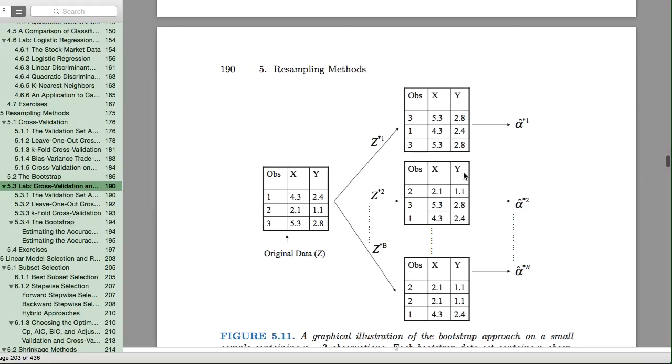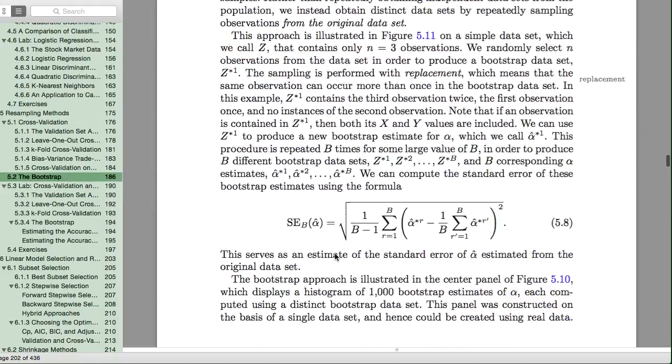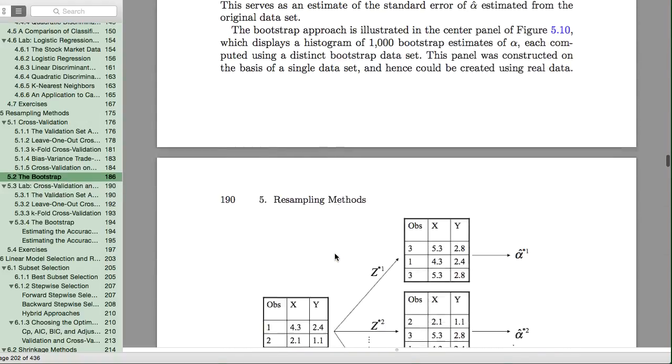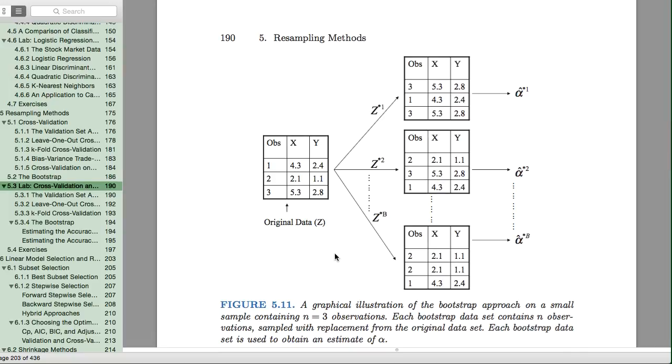The other part of an example here shows what's actually going on in the bootstrap. That example doesn't show technically what's happening. So we can take a look in here and see exactly what's happening. So here we have a real data set. This real data set only has 3 observations in it, and each observation has an X and a Y.